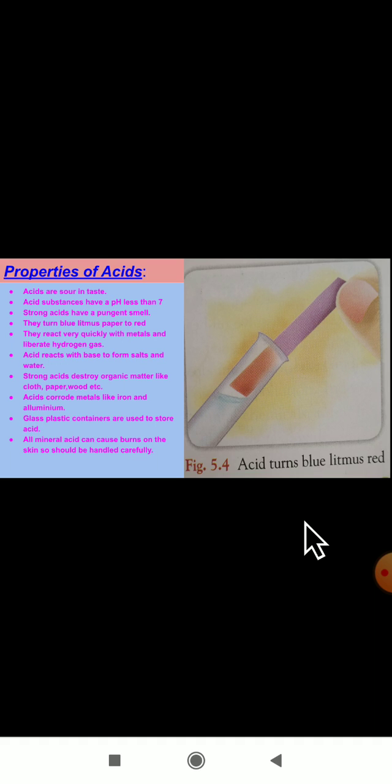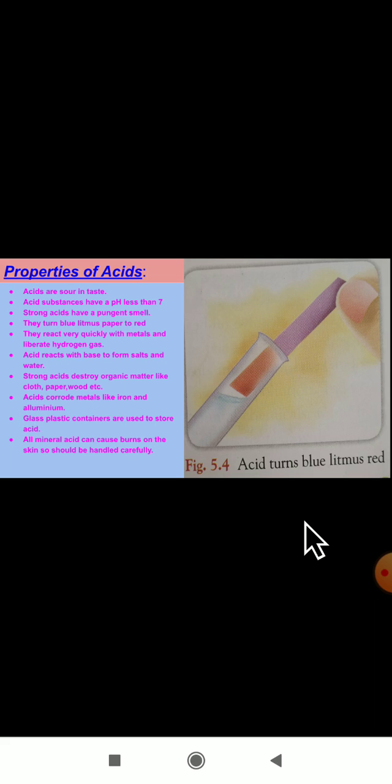See, what are the properties? Acids are sour in taste. Yes, that is the first point. How are they sour in taste? I have shown some images, some fruits. How do they taste? They taste sour, so we say acid is present in them. So what is the property of acid then? It has a sour taste.